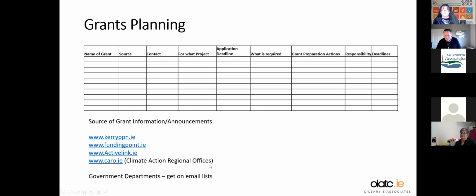So again, have one person responsible. That person will normally come back to the committee or the board and say, look, I spotted this application out there, funding has opened up for this. Is this something we should go for or not go for? And then you go through the criteria to see if it's relevant to you or not.